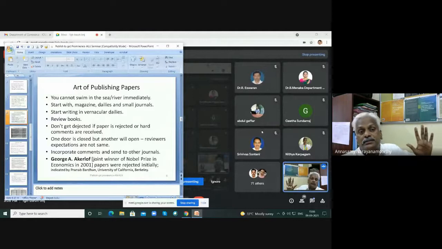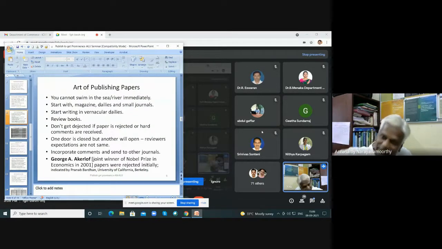So it's an art. You cannot swim in the sea or river immediately. Understand, it will take time. Start with the magazines, start with the dailies, small journals initially, but don't continue with the small journals. It should be like a supply curve, going left to right, upward. The shape should be an upward movement.